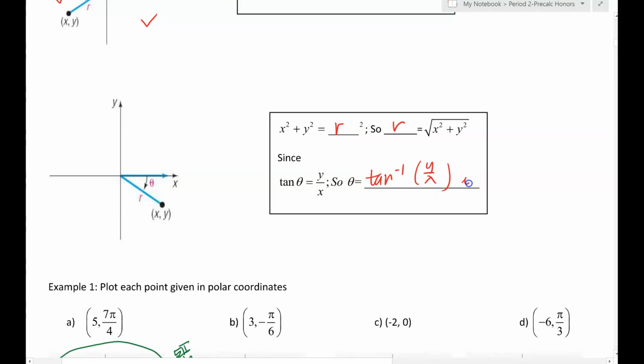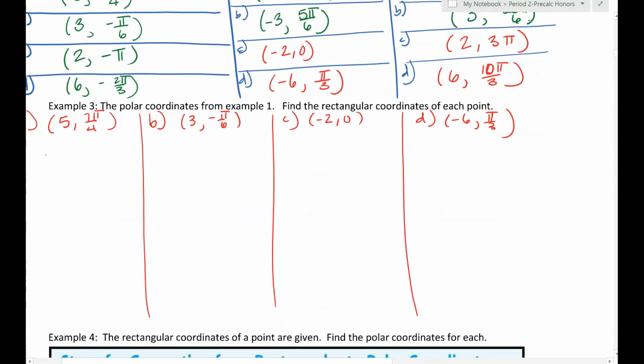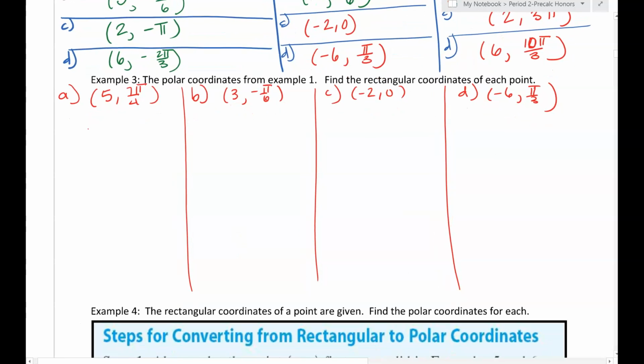And again, we do not need to do anything special because tangent inverse will immediately give you an answer in quadrant number 4. Okay? Now let's go and practice example 3. So in example 3, it says use the polar coordinates from example 1. Find the rectangular coordinates of each point. So I went ahead and copied down all of the polar coordinates from example 1 here. That way I don't have to go back and forth.